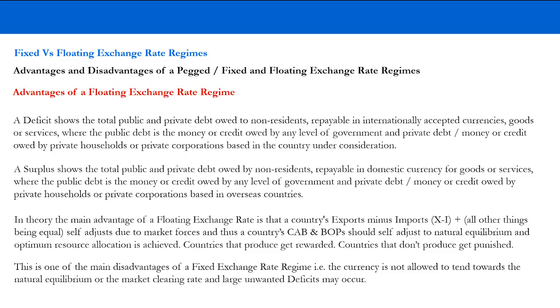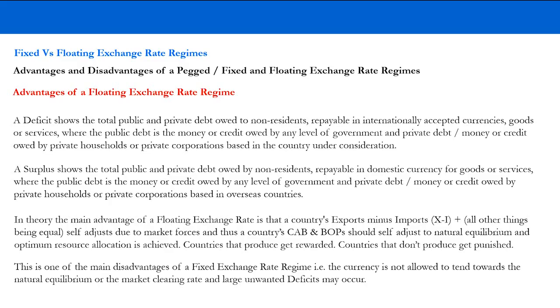It's supposed to self-adjust due to market forces, and a country's current account balance and balance of payments should automatically self-adjust to a natural equilibrium, and optimal resource allocation is supposed to be achieved. Countries that produce get rewarded, and countries that don't produce get punished. And this is supposed to be one of the main advantages of a floating exchange rates system. Therefore, it by default is supposed to be a disadvantage of a fixed exchange rate regime.